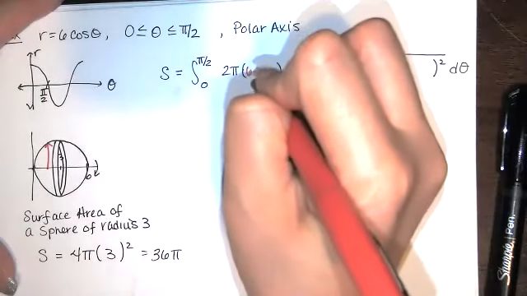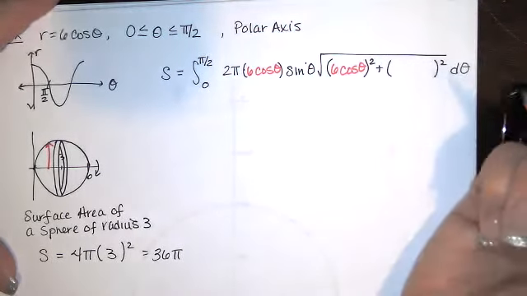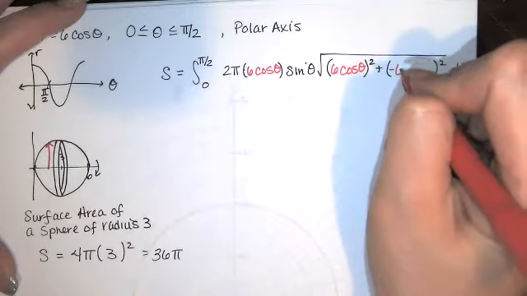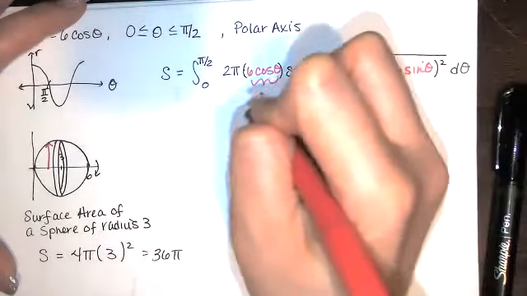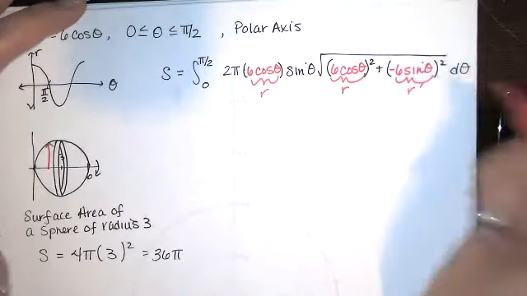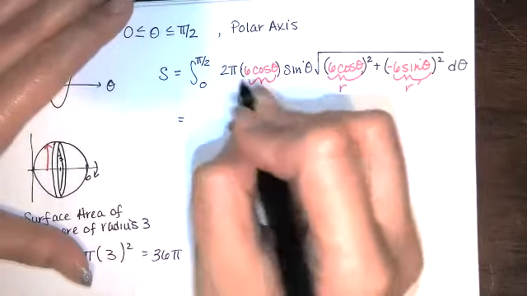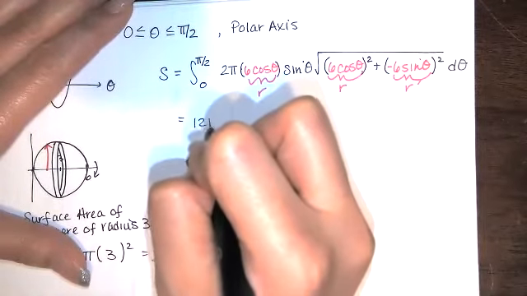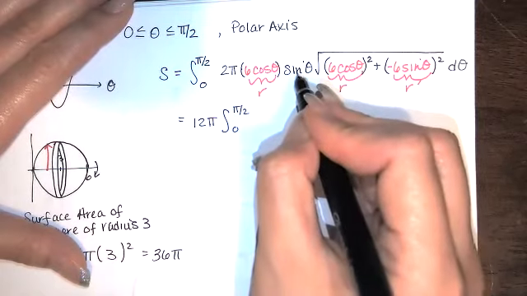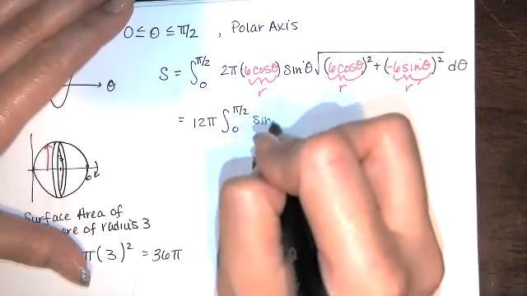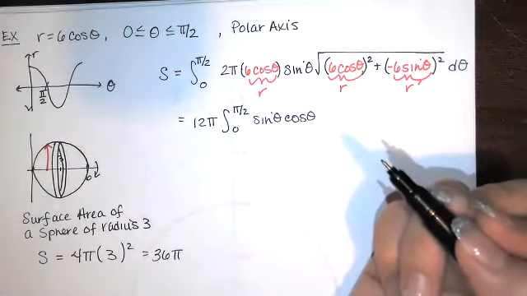So I'm replacing r with 6 cosine theta. And the derivative of 6 cosine theta is negative 6 sine of theta. That's my r, that's my r, that's my r prime. And then we can just simplify. So it looks like we've got 12 pi out here, and the integral from 0 to pi over 2 of sine of theta times cosine of theta. We can either use a trig identity to simplify that or do a u sub.